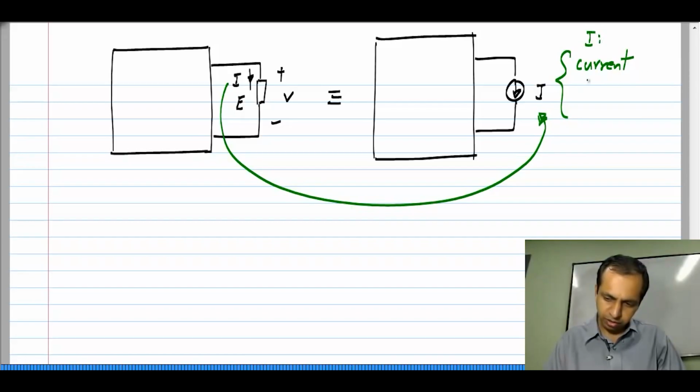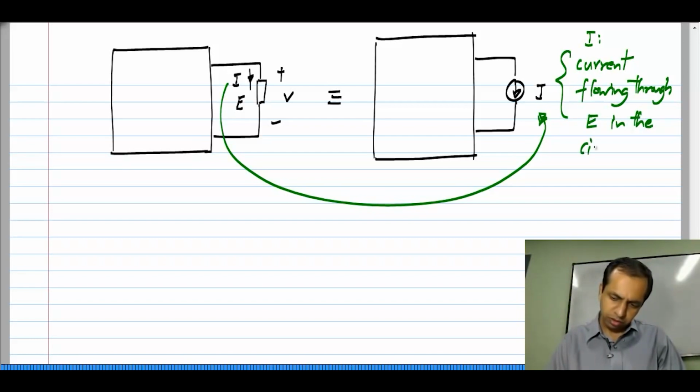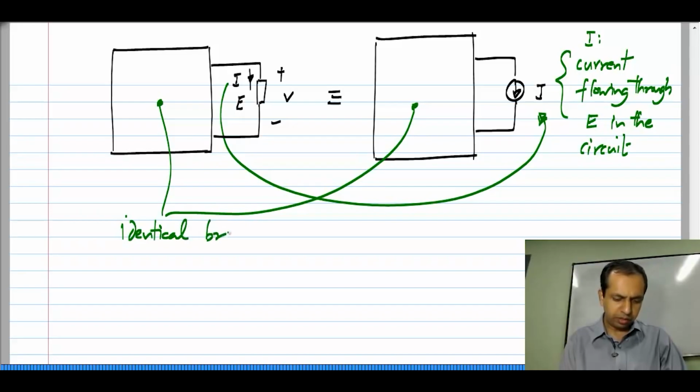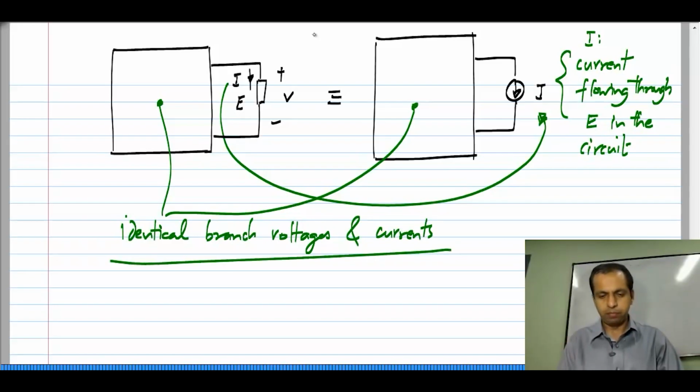I is the current flowing through E in the circuit. Okay. And this circuit and that circuit will have identical branch voltages and currents. Okay. Now, this idea that an element E can be replaced by a current source whose value equals the current flowing through the element in the original circuit is known as the substitution theorem. Okay.